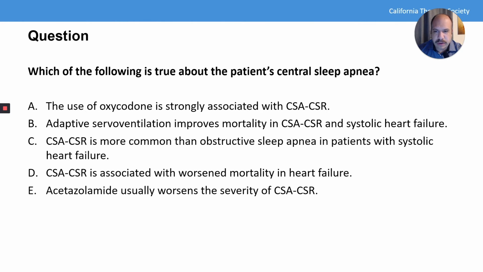A, the use of oxycodone is strongly associated with Cheyne-Stokes breathing. B, adaptive servoventilation improves mortality in CSA with Cheyne-Stokes breathing and systolic heart failure. C, Cheyne-Stokes breathing is more common than obstructive sleep apnea in patients with systolic heart failure. D, Cheyne-Stokes breathing is associated with worsened mortality in heart failure. Or E, acetazolamide usually worsens the severity of Cheyne-Stokes breathing. I'll give you just a second here to look at the choices before we go on.